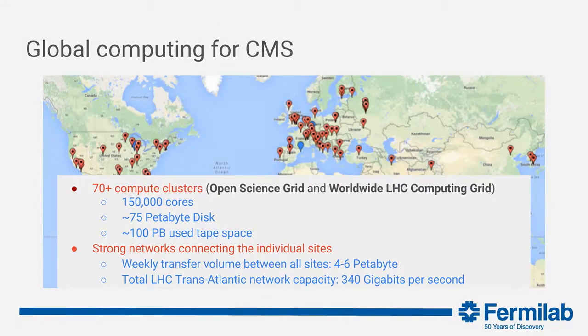The tale of the tape here: there's about 150,000 cores worldwide available to this experiment, 75 petabytes of spinning disk, 100 petabytes of used tape space. And we have strong networks connecting all the sites, not just at Fermilab, so we can transfer data back and forth. We move about 5 petabytes back and forth across all the sites every week. And across the Atlantic, we also have 340 gigabits a second. That's one of the things we exercised early on, to make sure we get the data from Geneva to Fermilab as quickly as we could.